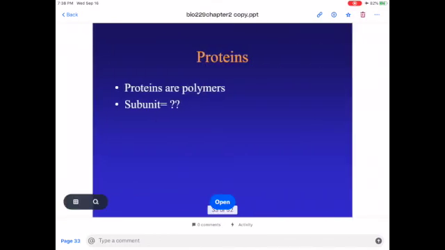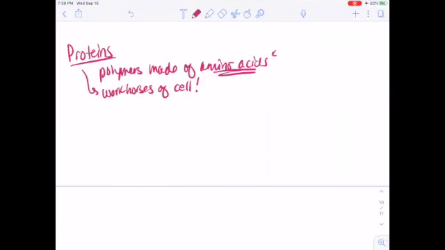All right, they are polymers, their subunits... That's already out of the bag. Their subunits are made out of amino acids. What does an amino acid look like? An amino acid looks like this.